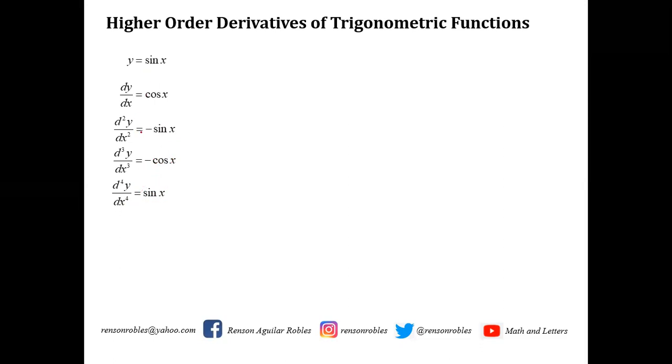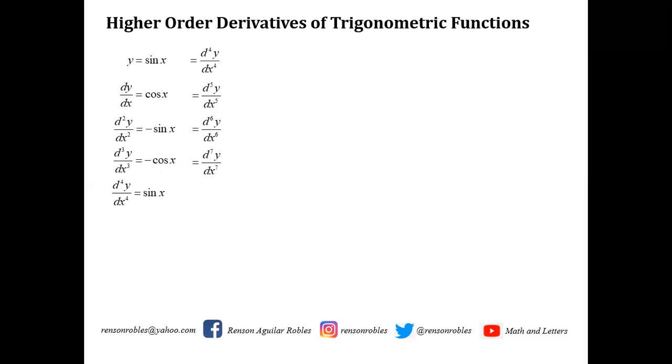Which means the fourth derivative of y in terms of x is equal to sine x, the fifth derivative of y in terms of x is equal to the first derivative, which is cosine of x, the sixth derivative of y in terms of x is equal to the second derivative of y in terms of x, and the seventh derivative of y in terms of x is equal to the third derivative of sine x, which is equal to negative cosine of x.